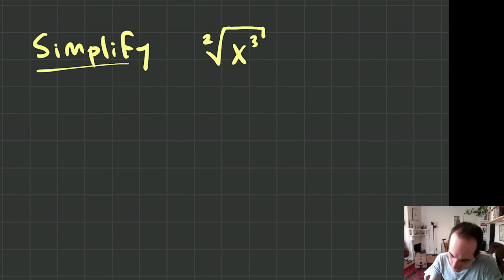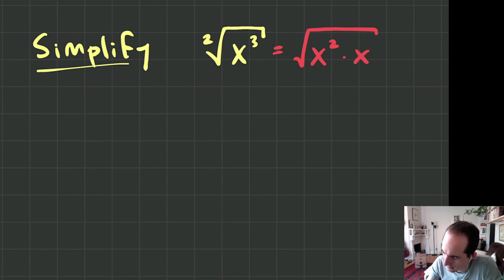Cats. Okay. So my index is 2 here. So what I'm going to try to do is pull out the largest multiple of 2 in the exponents underneath the radical sign. So I'm going to get something that looks like this. I'm going to write x squared times x, like that. Because x squared times x, that's what x cubed means, right? I've got a total of 3 x's all multiplied with each other.